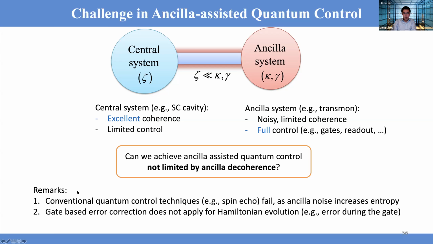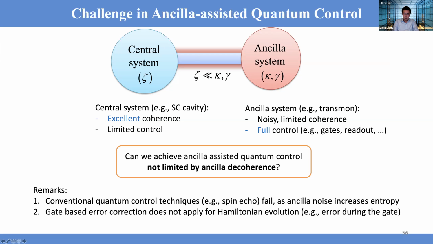So just two remarks. One is that conventional quantum control techniques like spin echo actually fail in this case, because typically the Ancilla noise from the transmon is kind of white noise, and it increases the entropy. There is no way to echo it out. And the second is that gate-based error correction does not immediately apply to such a Hamiltonian evolution system. Because usually when you do quantum gates, if you look at Nielsen and Chuang, they always assume you have a unitary, after which there will be an error. But here, during the unitary evolution induced by the Hamiltonian, errors are happening at the same time. And moreover, our information is encoded in the central system, so some error from the Ancilla could completely erase the information encoded in the central system.